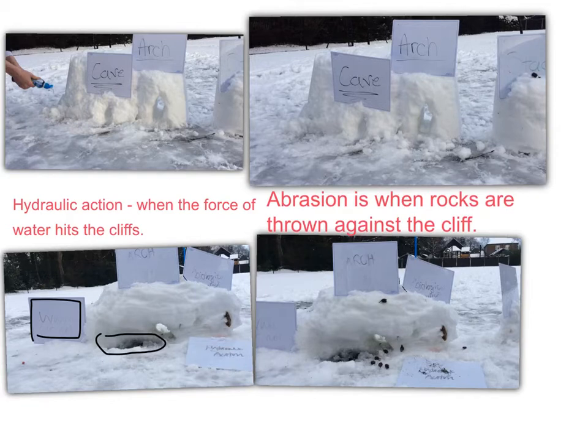The second erosional process looked at was abrasion. There we are, abrasion, when the rocks are thrown against the cliff by the waves. Of course, destructive waves will throw lots of rocks at the cliff and cause erosion. So we can see some rocks at the bottom here, nicely rounded from attrition. And let's have a look at what happens when we see abrasion.